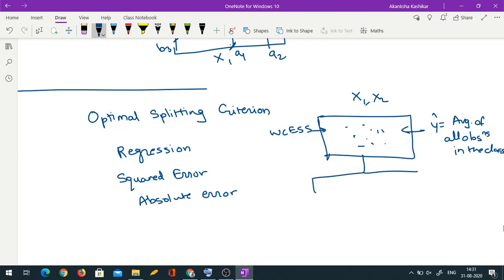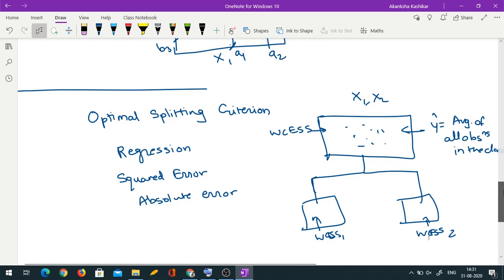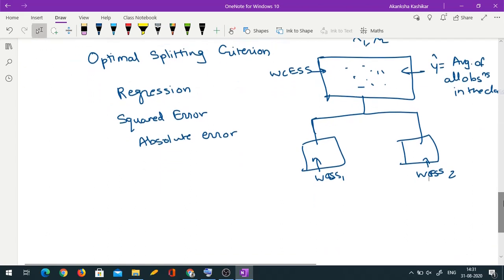Now what I have to do is split on the basis of some variable. The split will be chosen in such a way that the within-class error sum of squares for this and the within-class error sum of squares for this, the addition of those two, should be minimum. This is slightly similar to Ward's linkage, if you remember, in cluster analysis, but of course we didn't have a response variable there. So here the error would be defined in terms of the response.